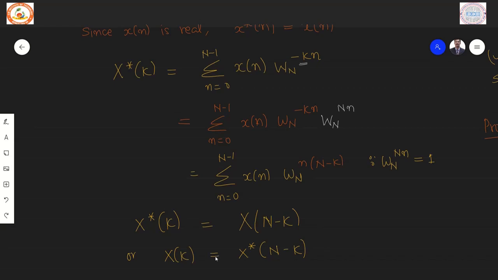So this property tells us that provided that the input is real, the sequence will exhibit a peculiar symmetry. If you leave out the first point, the origin, the remaining points are exhibiting conjugate symmetry. The rest of the points will be exhibiting conjugate symmetry.